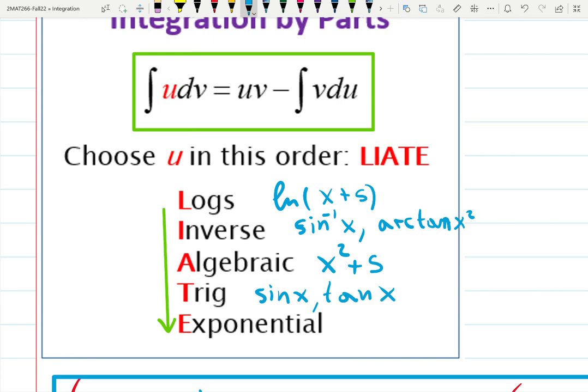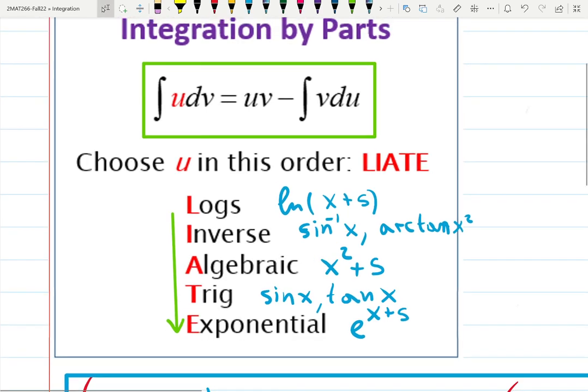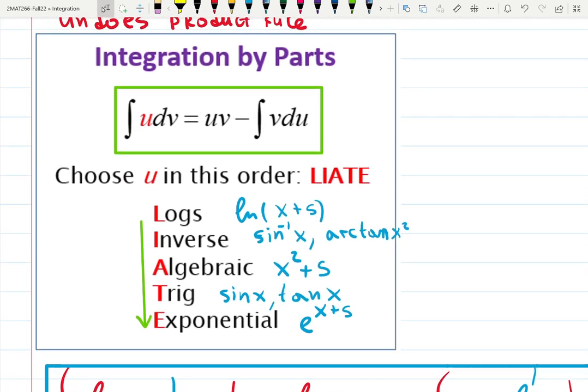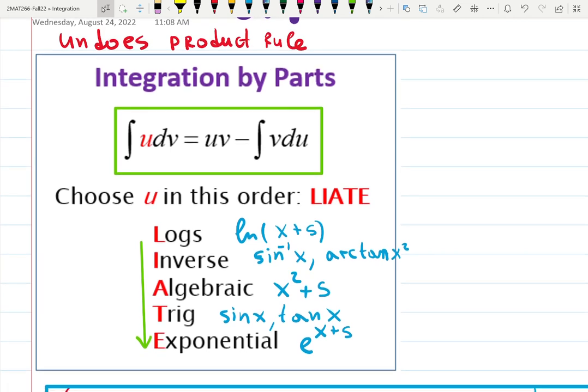And the last choice should be exponential function. These actually are usually troublemakers. This is the worst situation, and that's going to be your last choice. Remember, integration by parts undoes product rule. So we just learned how to undo chain rule with u substitution.